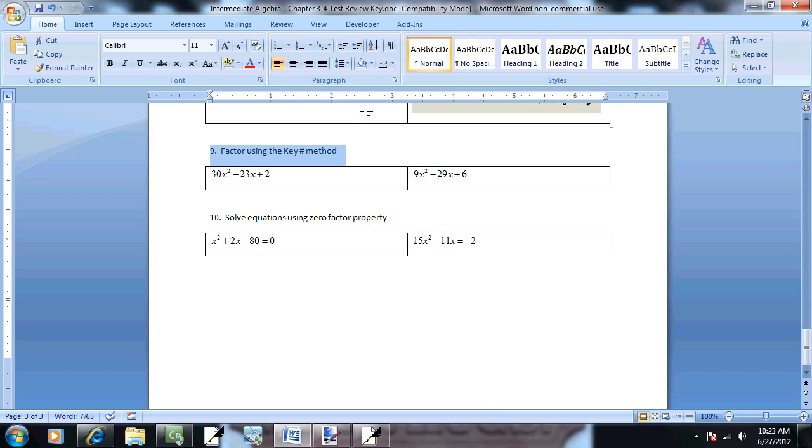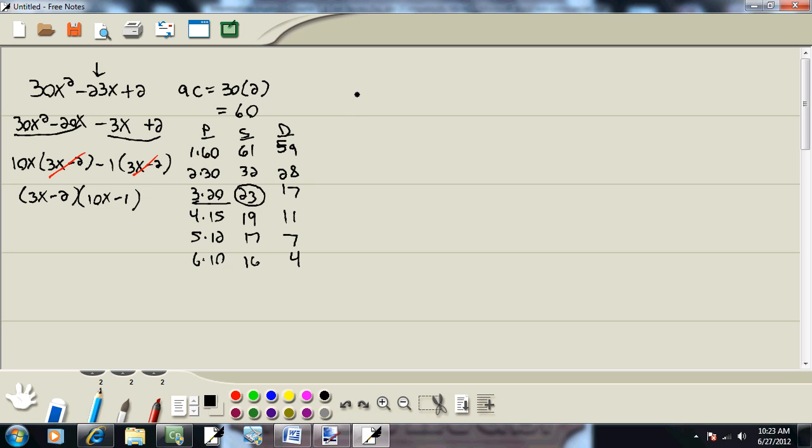Let's look at the next one. We've got 9x squared minus 29x plus 6. GCF, no. Grouping, 4 or more terms, no. PST doesn't work. There's a number in front of the x squared. Key number. X squared, x, no x. There's a number in front of the x squared.